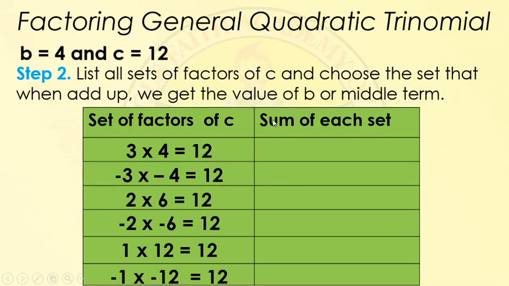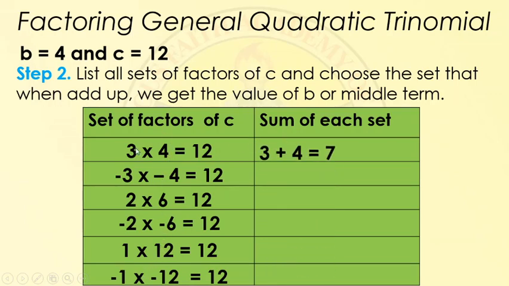Next, sa sum of each set naman, i-add natin lahat ng factors na kung saan diyan natin mahahanap yung value ng B natin. Okay? Dapat meron tayong mahanap na value ng B which is positive 4. Kasi yun yung sabi sa ating step number 2. Choose the set that when add up, we get the value of B. Okay? So, i-add natin lahat ng set of factors natin.